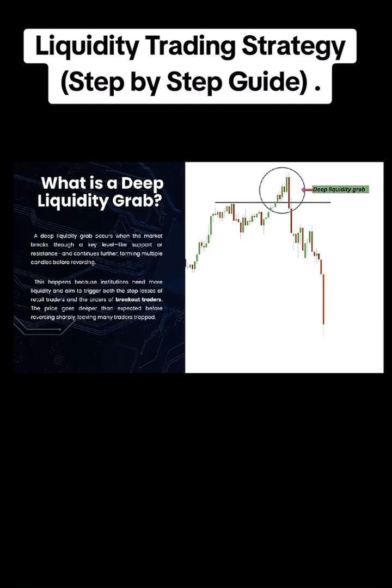So what is a deep liquidity grab? A deep liquidity grab occurs when the market breaks through a key level like support or resistance and continues further, forming multiple candles before reversing. This happens because institutions need more liquidity and aim to trigger both the stop losses of retail traders and the orders of breakout traders. The price goes deeper than expected before reversing sharply, leaving many traders trapped.